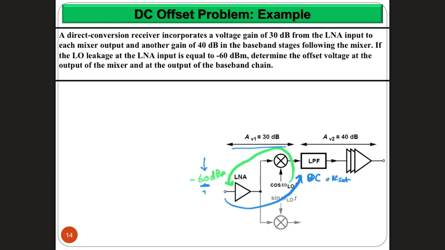So what you did, Mustafa, is you only calculated that this 30 dB is equal to approximately 31.6 in absolute voltage gain.